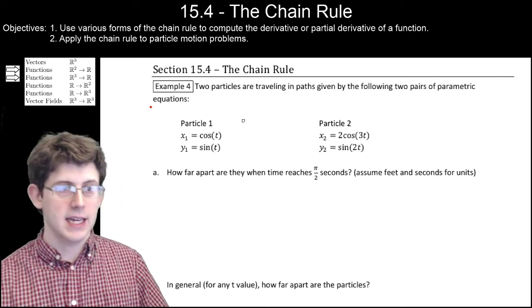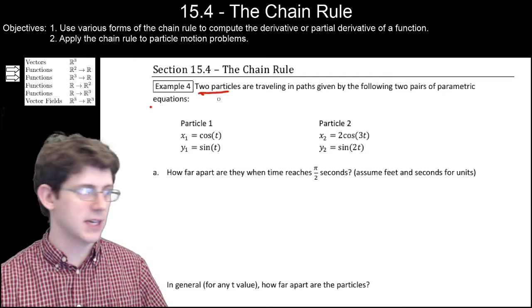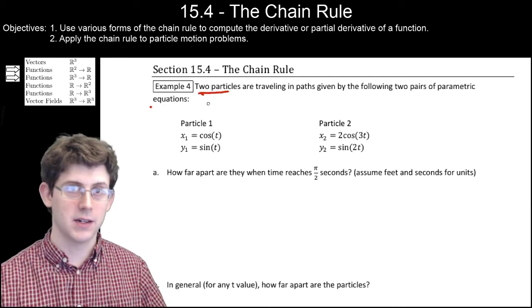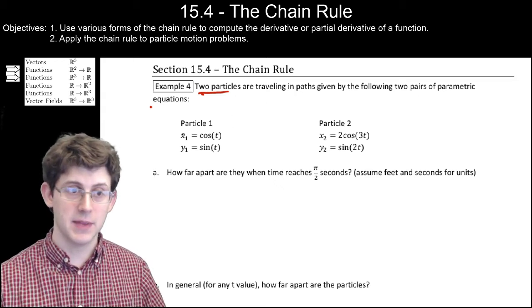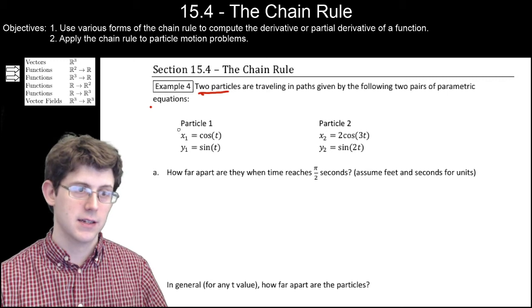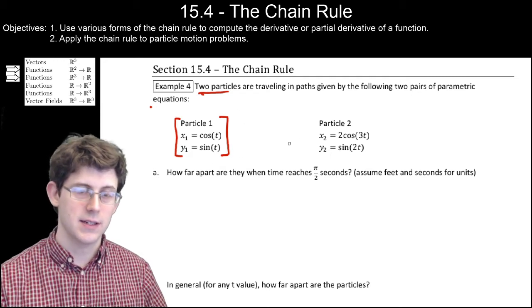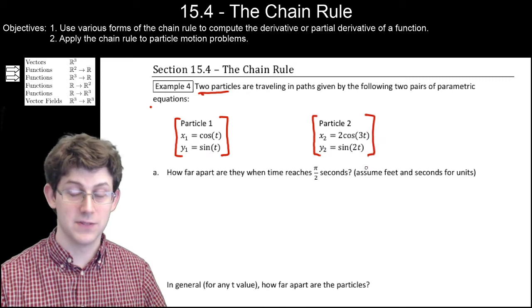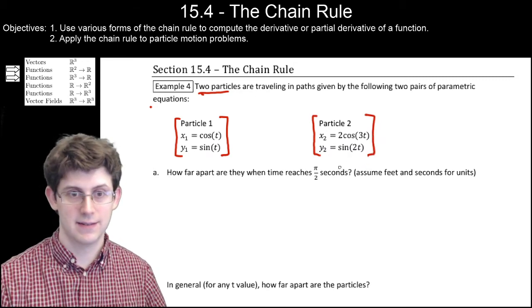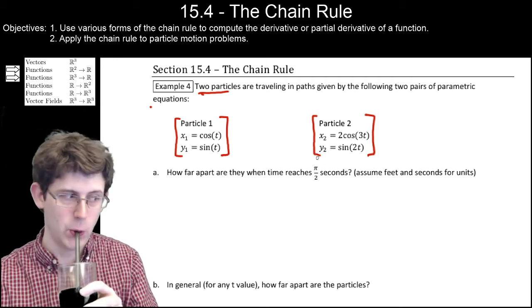Okay, so let's say that we have these two particles. We're getting onto the second objective here, where we're trying to use the chain rule on particle motion. We've got two particles that are traveling in paths that come from these parametric equations. So particle 1 has x is cosine t and y is sine t. This is going around in a circle. And particle 2 has x is 2 cosine 3t and y is sine of 2t. And I do not know what shape that is. Yeah, I have no idea.